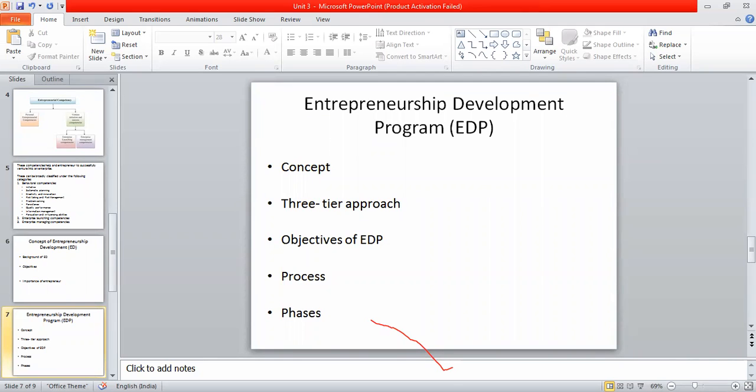It may happen that it is not necessary in all the cases. There are some people who will definitely go ahead and do things on their own, but then there are a lot of other people who require assistance. Maybe in the beginning they require this kind of help, and these EDP cells help with exactly that. Okay, so this is the concept of an entrepreneurship development program.